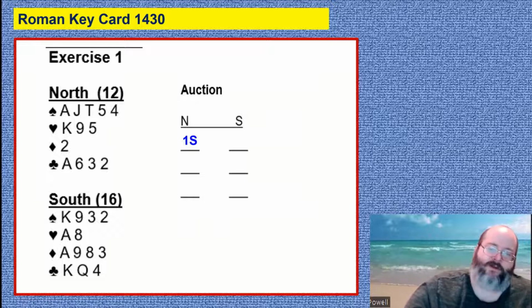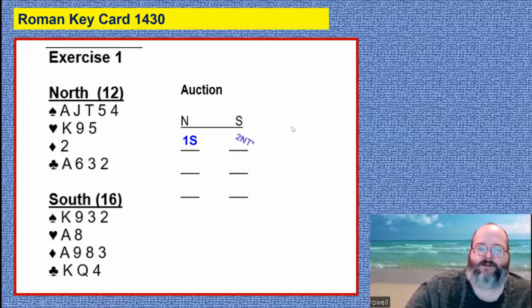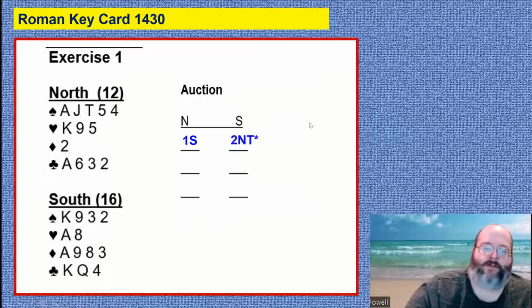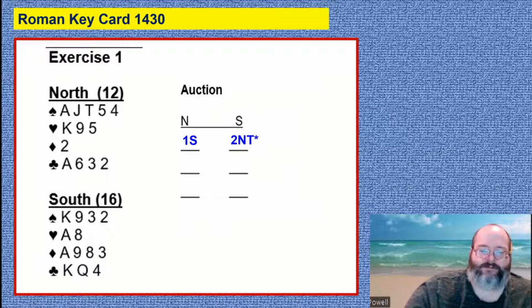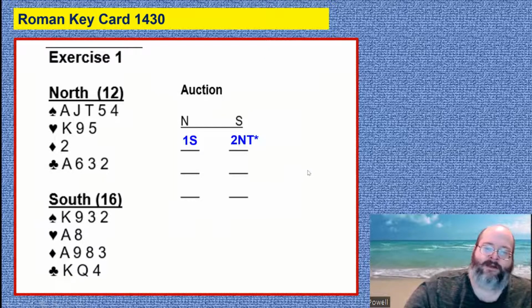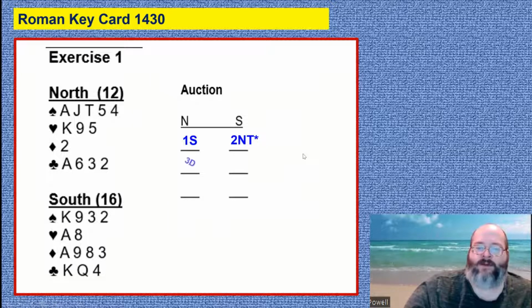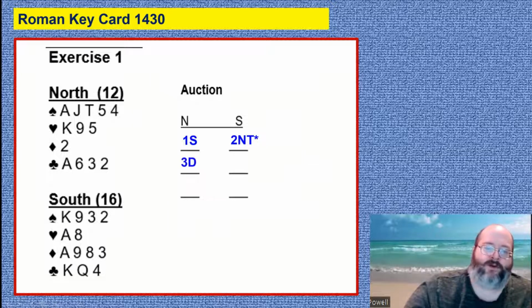You start with 2 no trump, right? Because we can get some good information from our partner. And our partner is going to bid. North, first thing you do after 2 no trump, look for shortness. Yes, you have shortness in diamonds. So 3 diamonds, new suit on the 3 level, shortness, right?